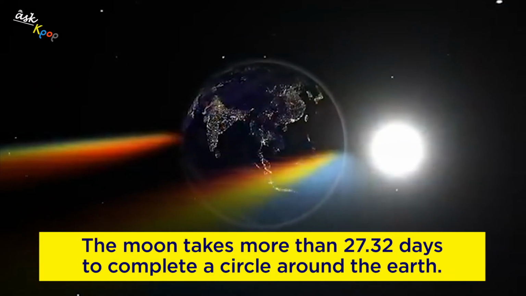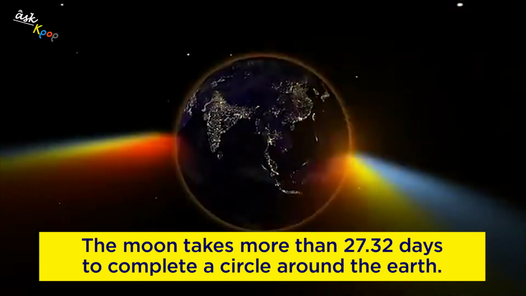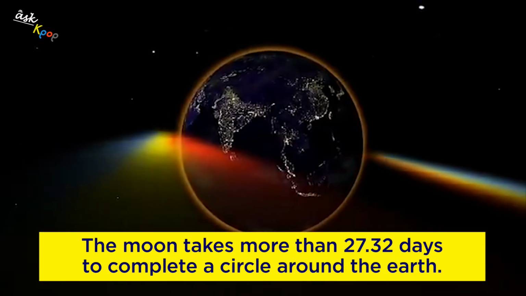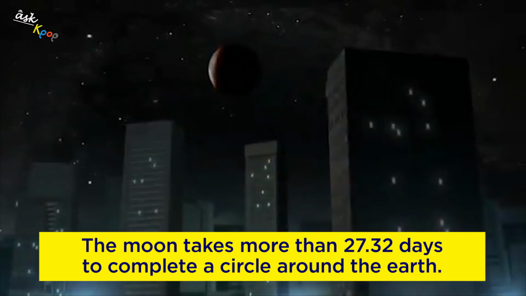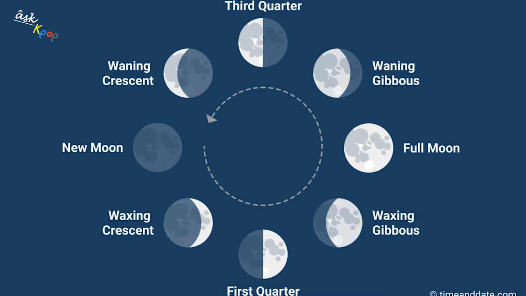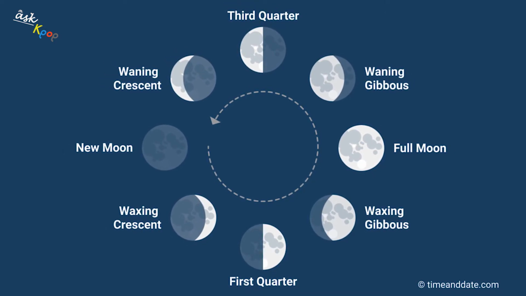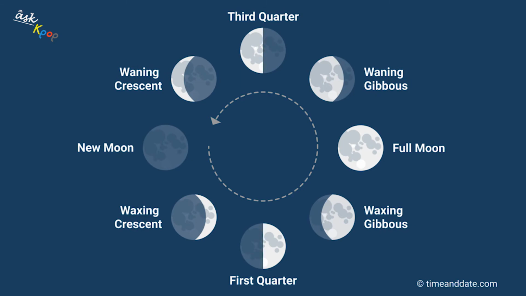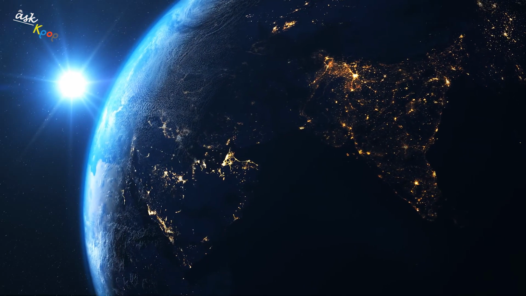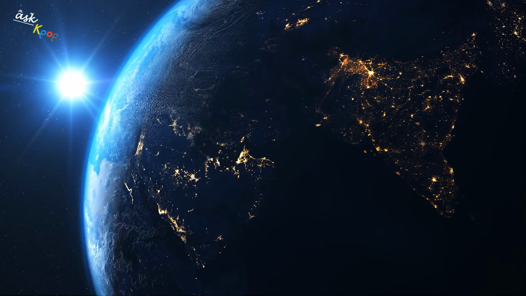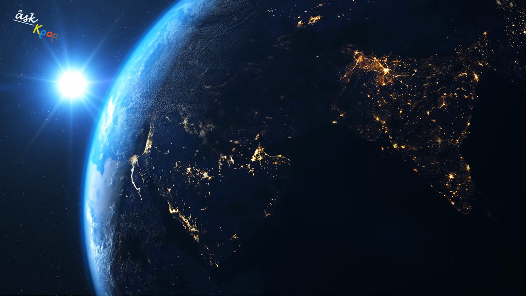The moon takes more than 27.32 days to complete one revolution around the Earth. However, a lunar month, from one new moon to the next, is 29.5 days, because that's how long it takes for the moon to return to its position between the sun and the Earth.